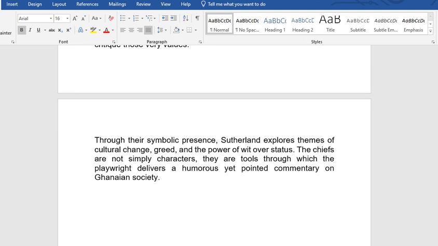Through their symbolic presence, the author Sutherland explores themes of cultural change, greed, and the power of wealth over status. The chiefs are not simply characters; they are tools through which the playwright delivers a humorous yet pointed commentary on Ghanaian society. Those are some of the roles of the four chiefs in The Marriage of Anansewa.